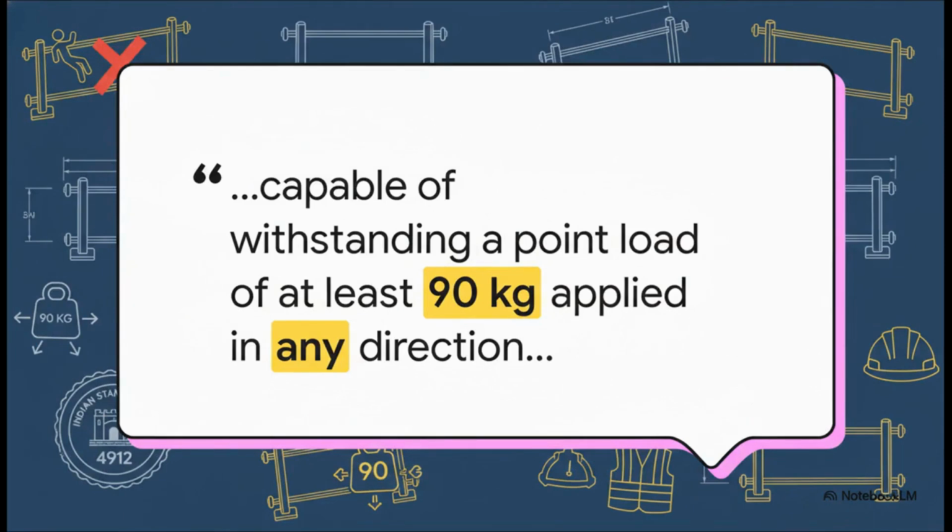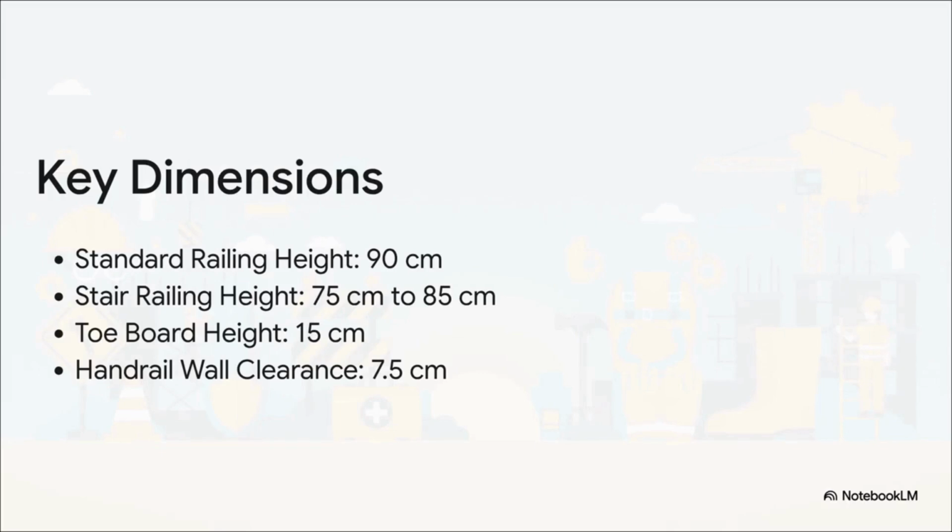This right here is probably the most important performance spec in the entire standard. A guardrail isn't just for looks. It has to be strong enough to take a hit of at least 90 kilograms, that's about 200 pounds, pushed from any direction at any point. That's not a random number. It's designed to simulate the force of a full-grown adult stumbling and crashing into it. That railing cannot fail.